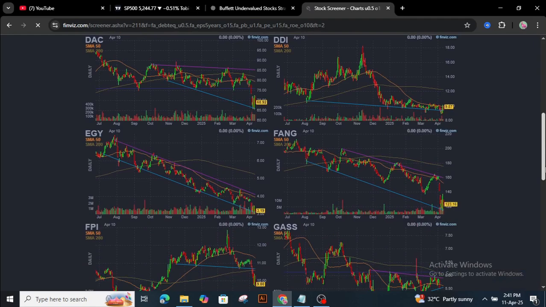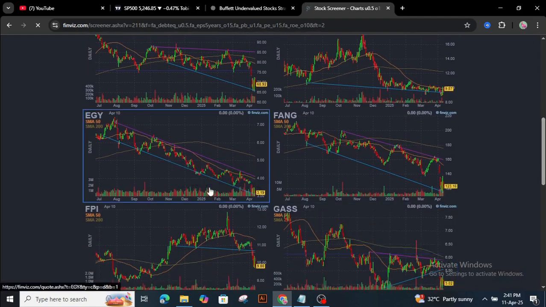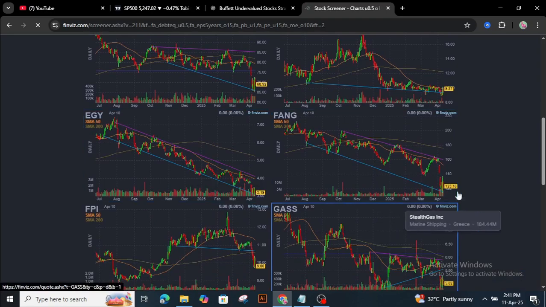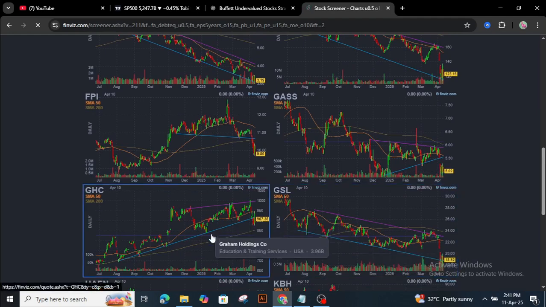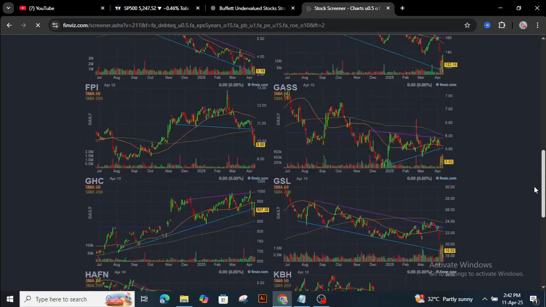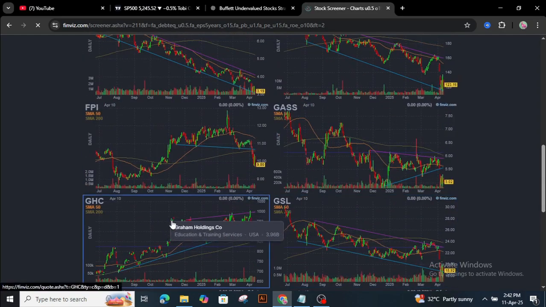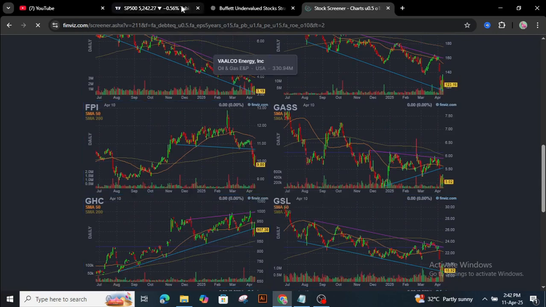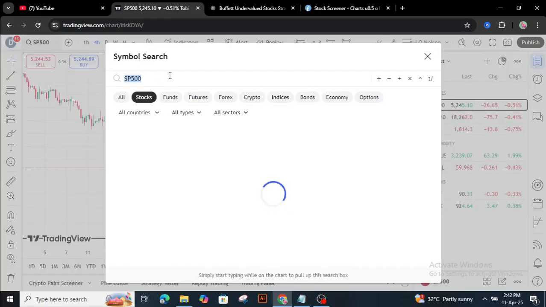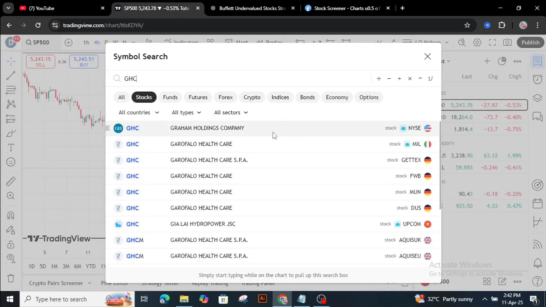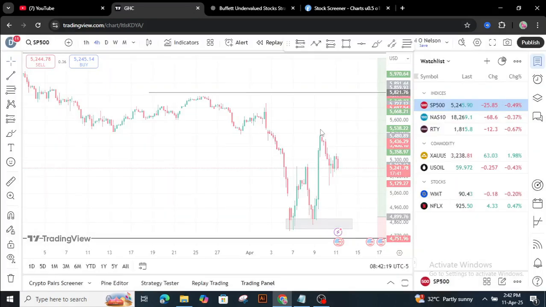Let's look at if we have other ones. This is another one, EGY, which has been trending down for the past few days. So there are many stocks we can look at. I like GHC, Graham Holdings Co., education and training services in the US. So let's pick one and look at it. Let's start with GHC. Come to your TradingView, GHC. This is the company, Graham Holdings Company. So we click on it.